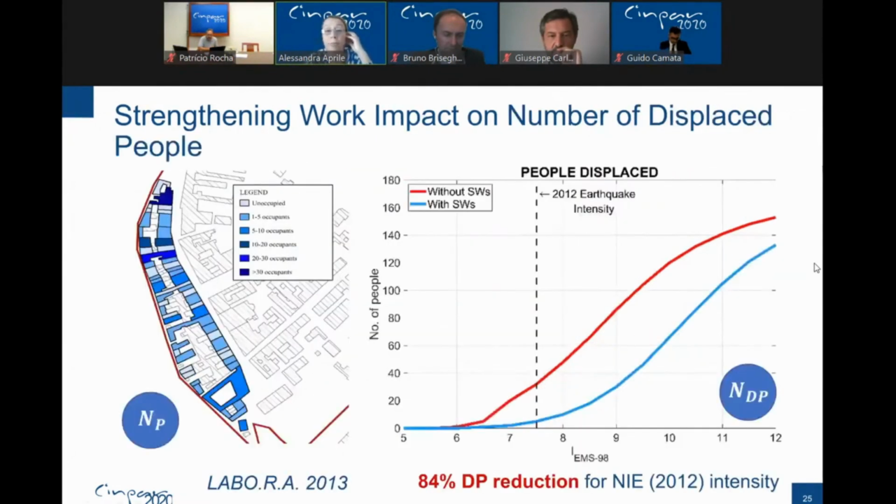And concerning the impact of strengthening work on the number of displaced people, you can see the relationship here between the number of displaced people and the earthquake intensity. If we look at the earthquake intensity of 7.5, we can observe a reduction of the number of displaced people of about 84%. That is really a substantial reduction. And the blue line is the function for the strengthening work, and the red line is the situation without the strengthening works.